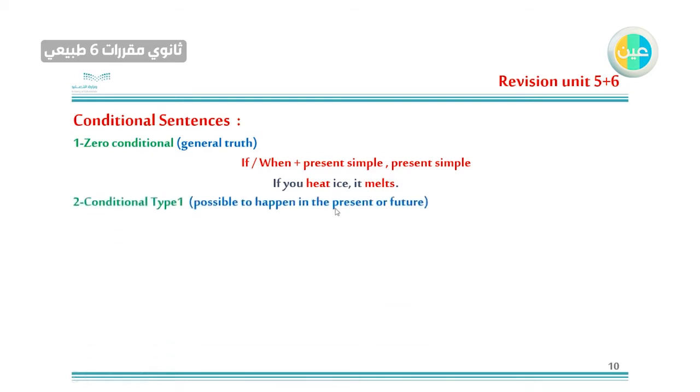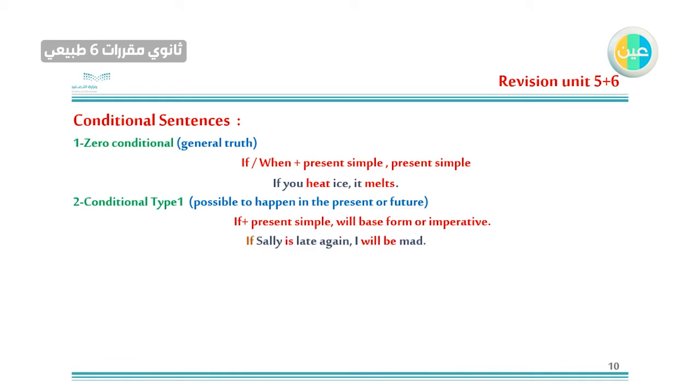Conditional type 1. Okay, conditional type 1 expresses something possible to happen in the present or future. And you have to use 2 parts, if clause and result clause. If clause in the present simple, the result clause with will plus base form. We know that after will or would, after all the modal verbs, by the way, can, could, the verb should be in the base form or imperative. What do we mean by imperative? When you give an order like go, eat, sleep, listen.